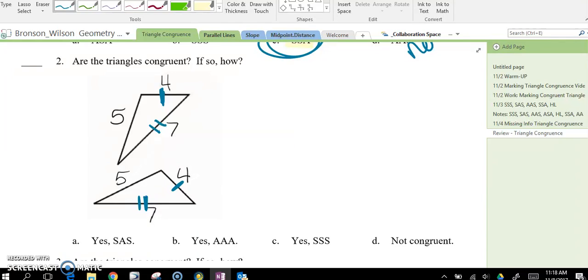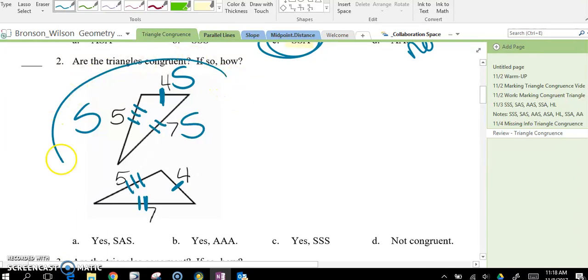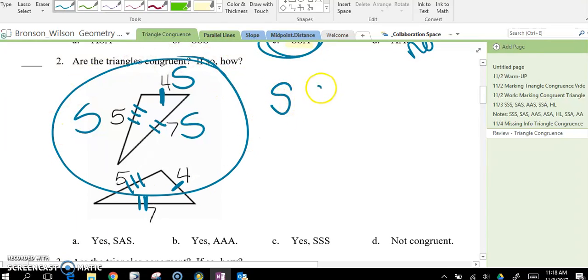Now, do I have a third set of congruent sides? Yes. And what is that measure? 5. So I'm going to mark that with how many tick marks? 3. Now, we can label, are we dealing with sides or angles? What is 4, a side or an angle? Side. So I'm going to label it an S. The 7, is it a side or an angle? Side, very good. This 5, is it representing a side or an angle? Side. So what's my postulate, guys? S, S, S. So what's my answer, A, B, C, or D?